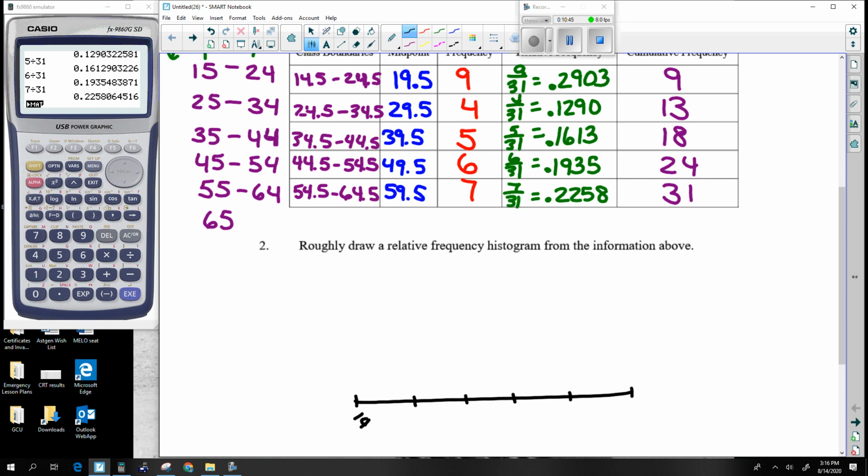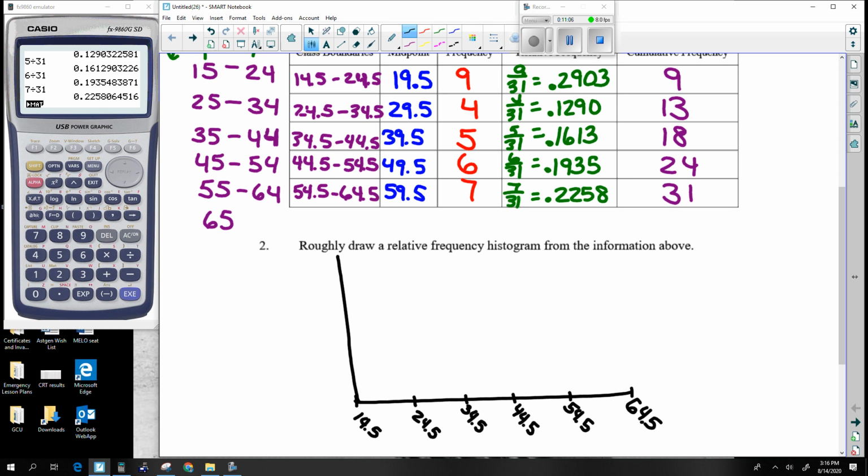So this starts at 14.5, goes to 24.5. That goes up to 34.5. Goes up to 44.5, 54.5, and 64.5. Okay, those are the class boundaries.